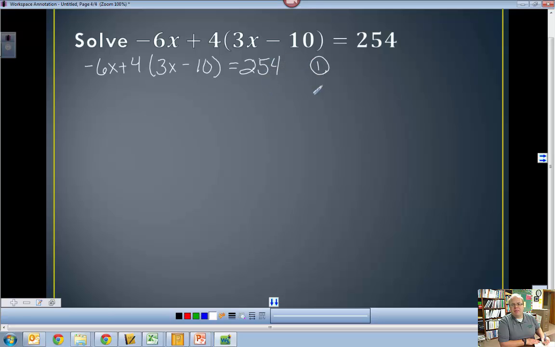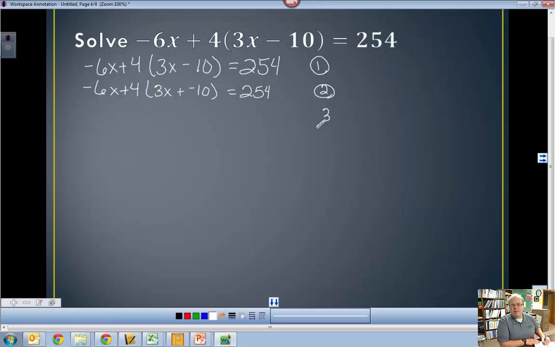Step 2. Do I have any subtraction, any change to addition? I do. I have it here. So I'm going to rewrite step 2. I have negative 6x plus 4 times the quantity 3x. I'm changing subtraction to addition, so I'm going to add the opposite.